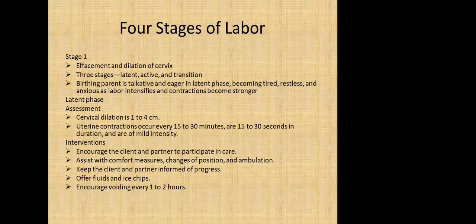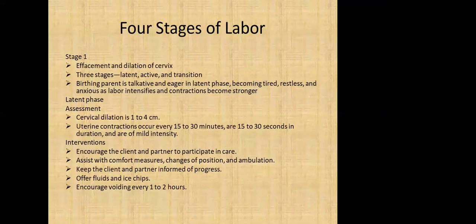As we all know, we have 4 stages. So understand the difference between stages and phases. First stage generally has to do with cervical dilation. Stage 2 has to do with delivery of the baby. Stage 3 has to do with delivery of the placenta. Then stage 4 is the immediate 4 hours after the placenta has been delivered. These are the stages.